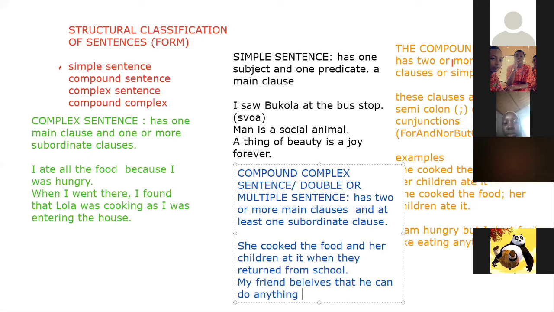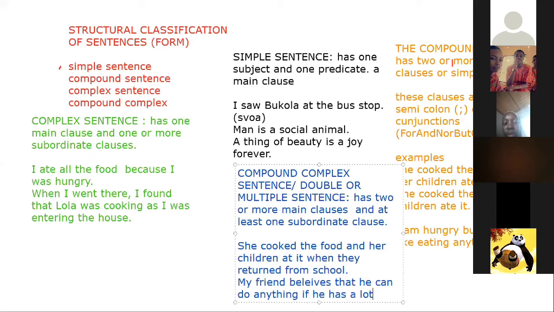My friend believes that he can do what? Anything if he has a lot of money. If he has a what? A lot of what? Of money. You understand it? If he has a lot of money. But I don't agree with him. I cannot what? Agree with him. I hope that is clear. Yes, sir. So, but I cannot what? Agree with him.